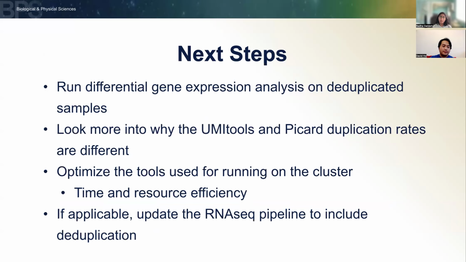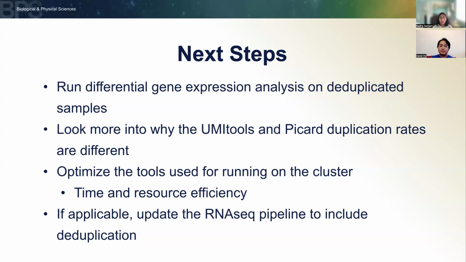So for our future plans, we would like to run differential gene expression analysis on the deduplicated samples in order to see how deduplication might affect those results. We also want to look more into why UMI-tools and Picard duplication rates were so different from each other. And we also need to optimize these tools for running on the GeneLab cluster, because currently they were very time and resource intensive, and we need to work on making them more efficient if we want to be able to run it consistently.